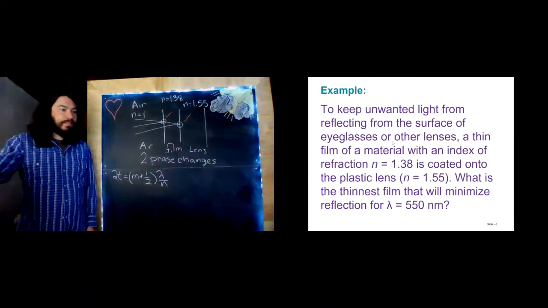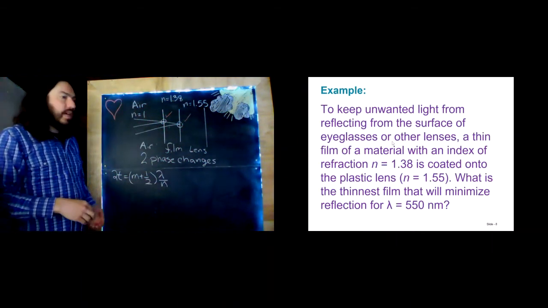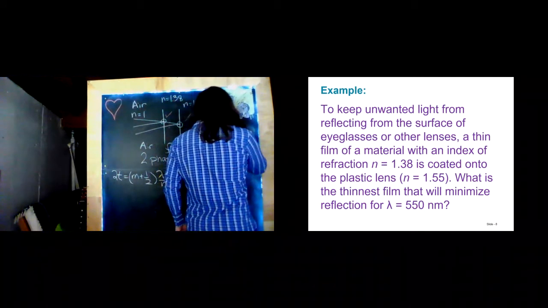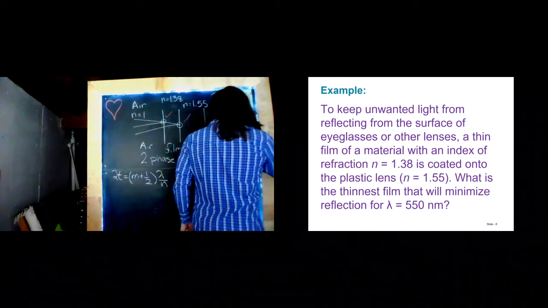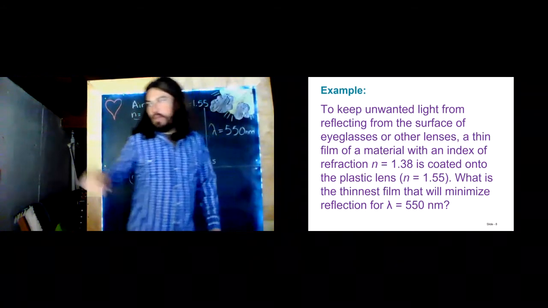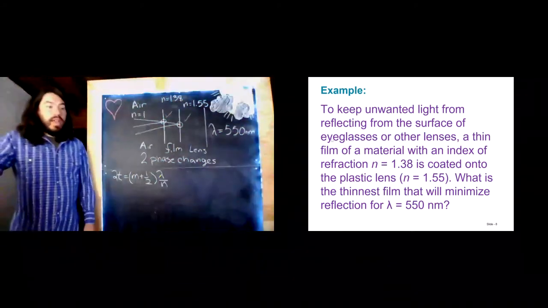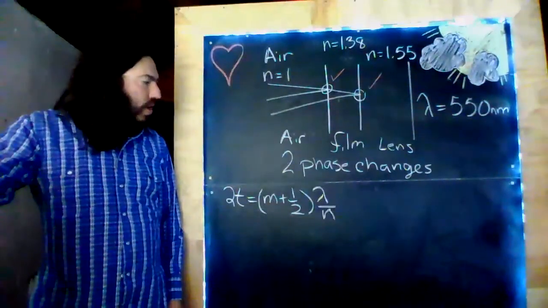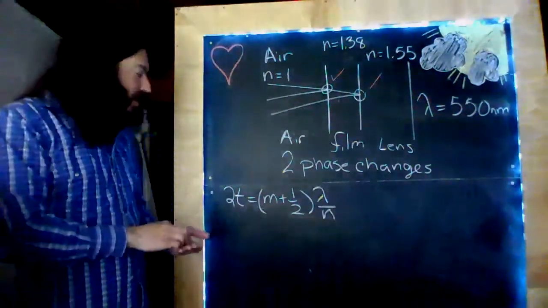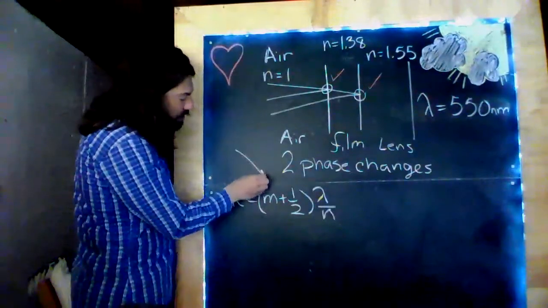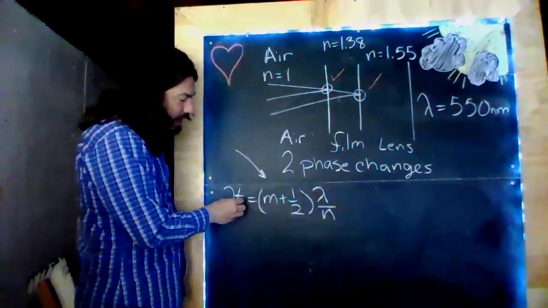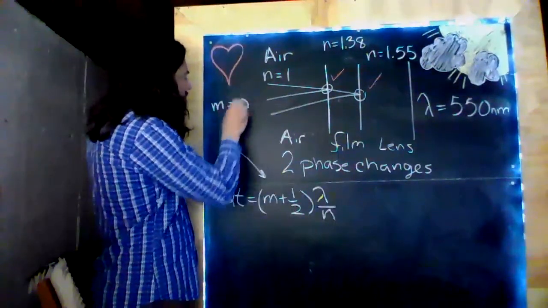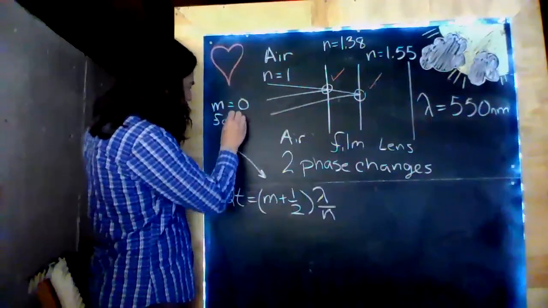Great. And it gave us a lambda of 550 nanometers. Let's write that down. Okay, so now we're ready to just do our algebra. Let's do it. So we're looking for the thinnest film possible. So m, what's the smallest then that t can be? Well, that's when m is the smallest it can be. So m equals 0 for thinnest.